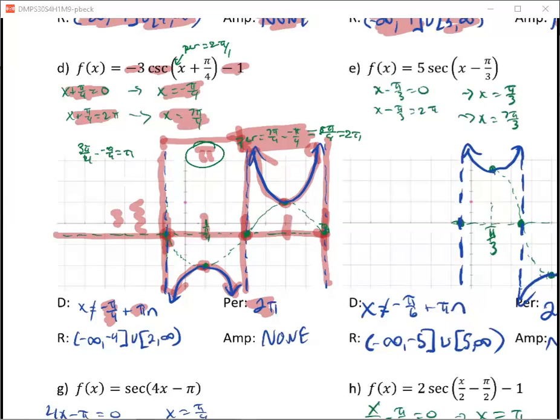Range is negative infinity to negative 4, and then from 2 to infinity. Hopefully we could see that. And no amplitude.